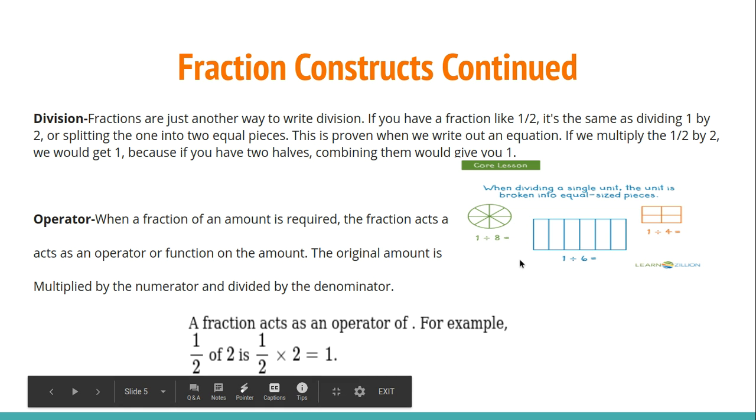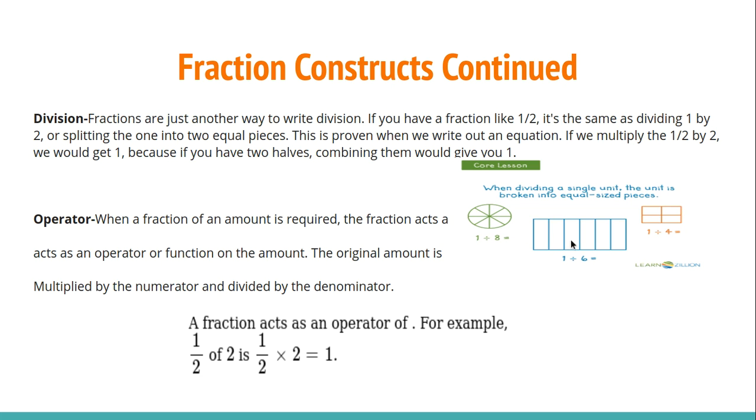But here, when you divide a single unit, the unit is broken into equal sized pieces. So you have the whole, which is 1, and then you divide it into 6 pieces. 1, 2, 3, 4, 5, and 6. And same with these. You have a whole, which would equal the 1, and then they've divided it into 4 equal parts. And then same with this, 1 divided by 8, and there's just 8 pieces right there.